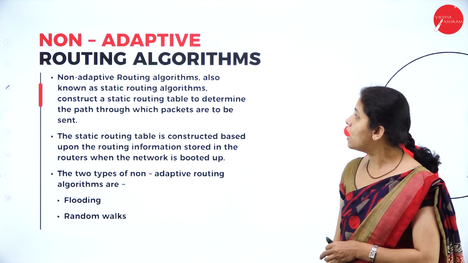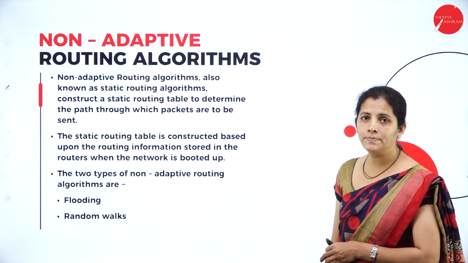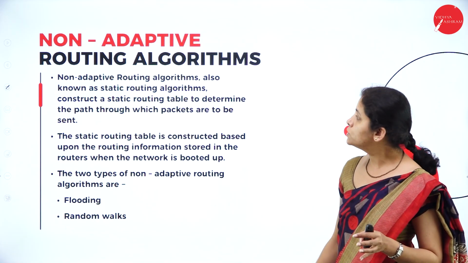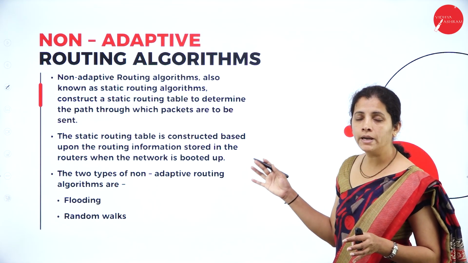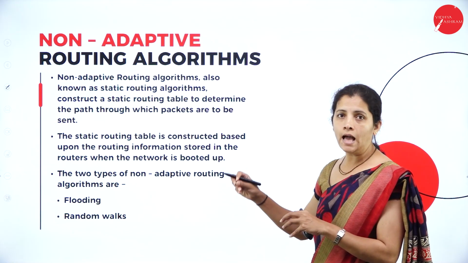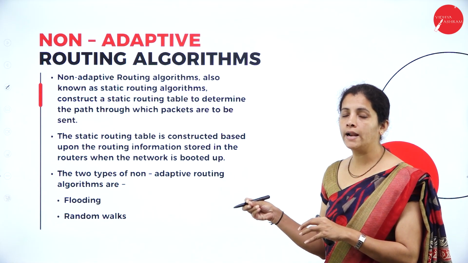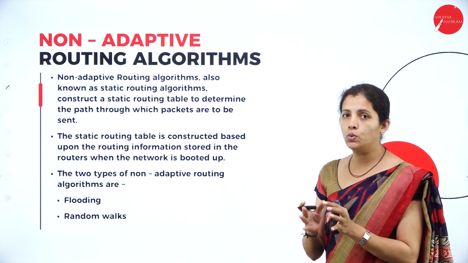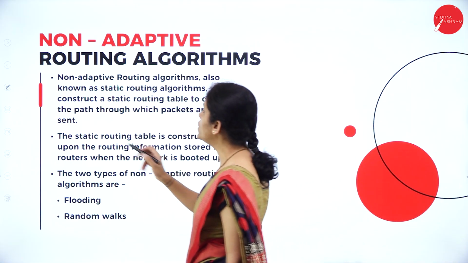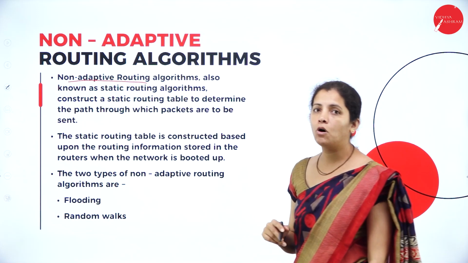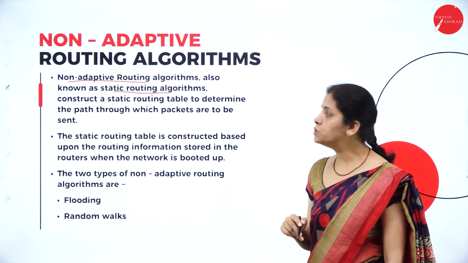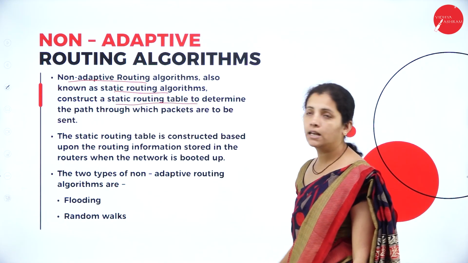And if I consider non-adaptive routing algorithm, it's static. Okay, it is called static routing algorithm. So in my non-adaptive routing algorithm, at the beginning only I'm going to have the routing table. In that, I'm going to select the best route and I'm going to follow the same route. So that is known as static or fixed route. So, non-adaptive routing algorithm is also called by the name static routing algorithm. It is used to construct the static routing table.